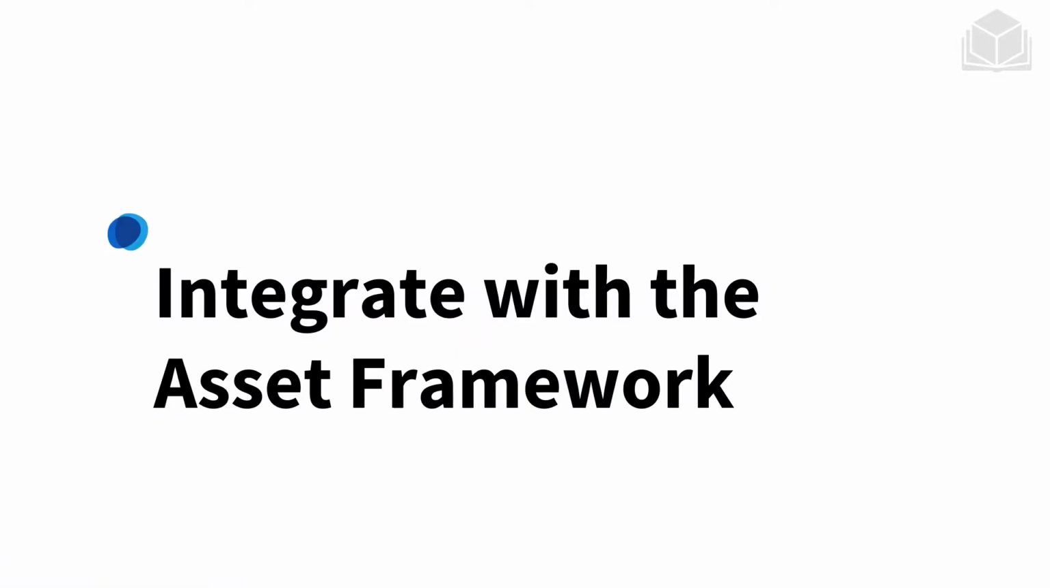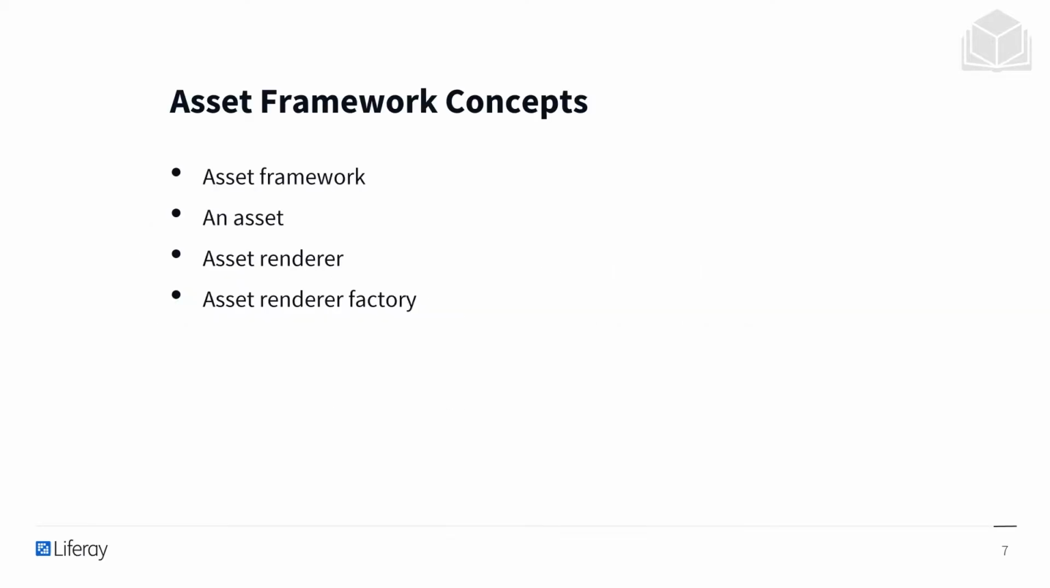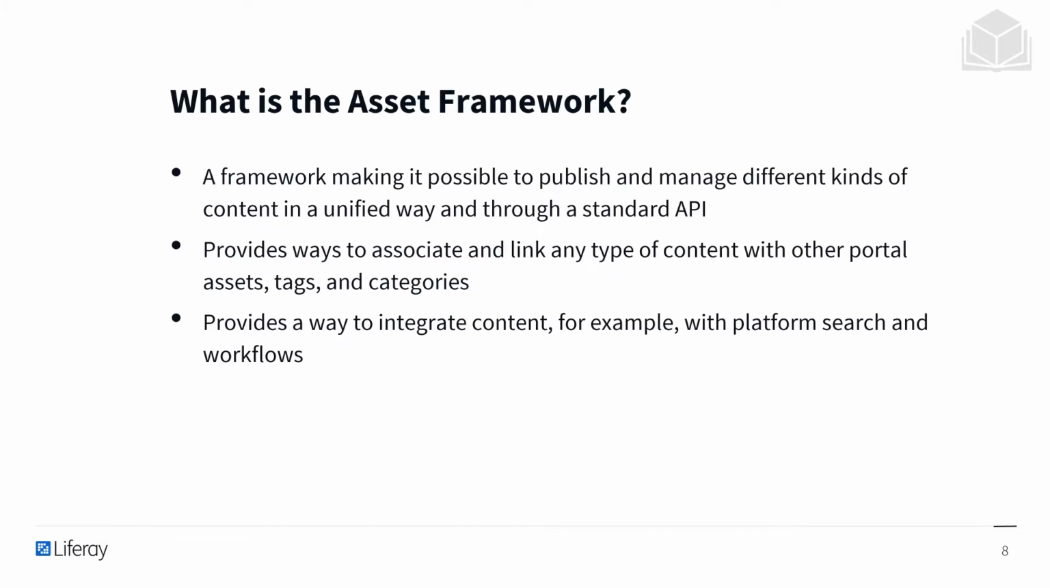Now, we're going to take a look at integrating an application with the asset framework. The main concepts that we're going to be covering in this section include the asset framework, assets, asset renderers, and asset renderer factories. The asset framework is a Liferay platform framework that makes it possible to publish and manage any kind of content in a unified way and through a standard API. The framework provides ways of associating and linking content with, for example, other portal assets, tags, and categories. And it makes it possible to integrate with portal search, workflows, and staging.